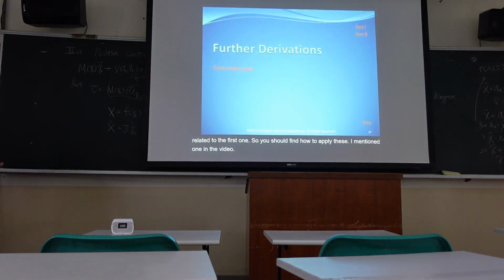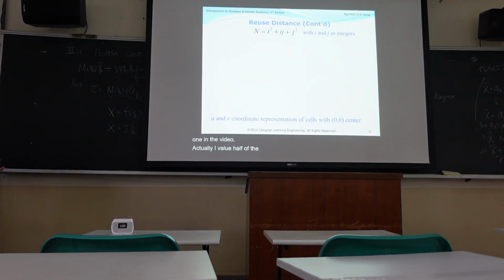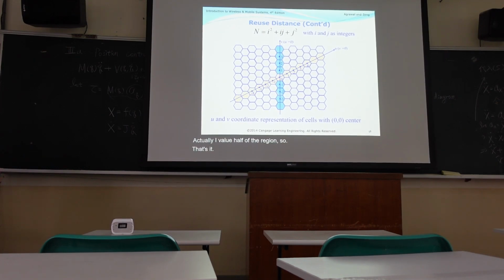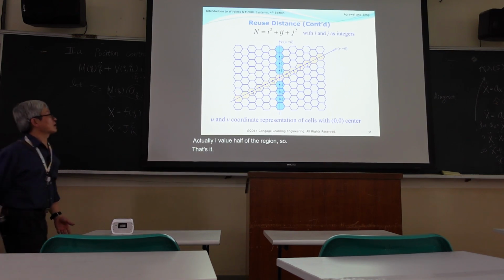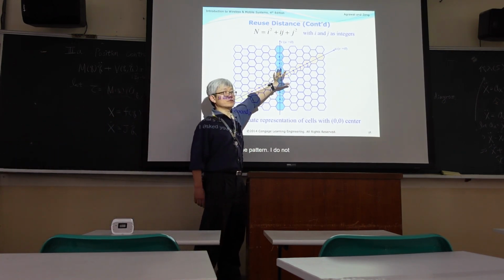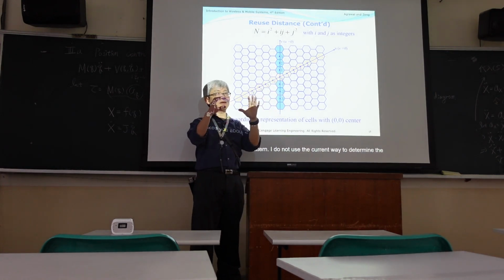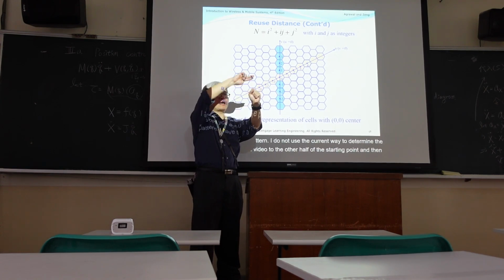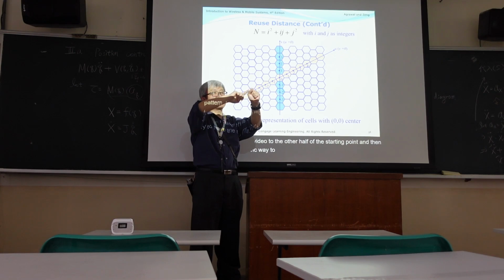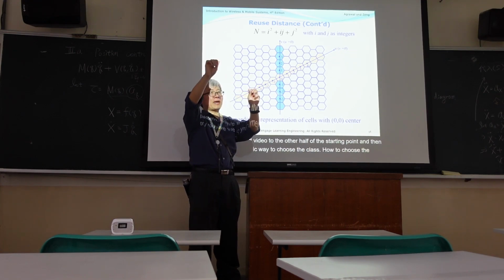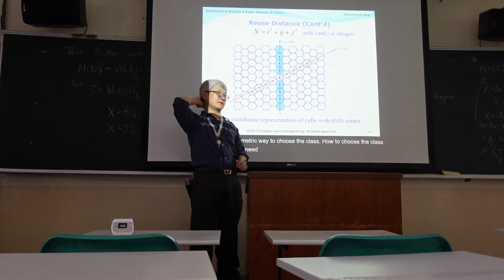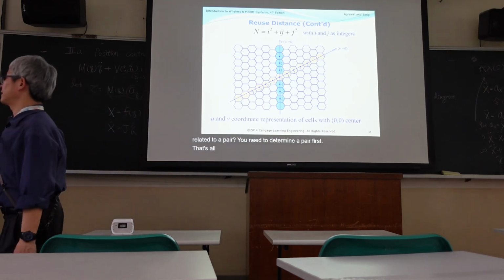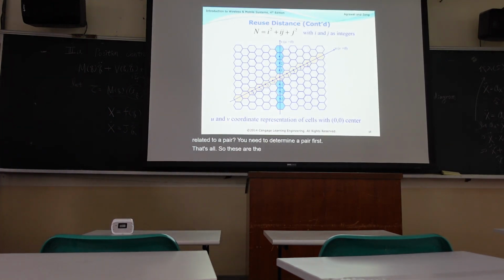Actually, I can have the derivation. And about the pattern, I do not use the current way to determine the pattern. I have the third video to identify the starting point, and then try to have the symmetric way to choose the cluster. How to choose a cluster related to a pair? You need to determine a pair first. That's all. So these are the possible hints for you.